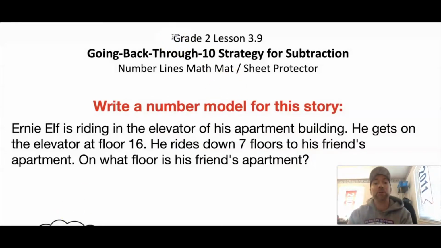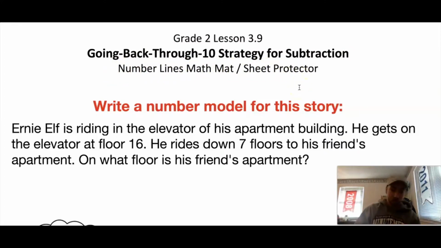Today we are going to be doing grade 2 lesson 3.9, going back through 10 strategy for subtraction. And you are going to need the number lines math mat with your sheet protector and of course your marker. So today we're going to be looking at another strategy that we can use to subtract. We've learned several strategies so far. This one is called the going back through 10 strategy. So the key number here is the friendly number 10.